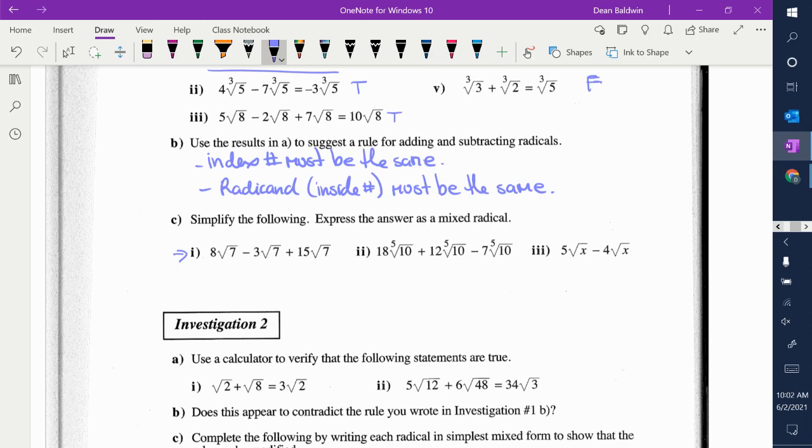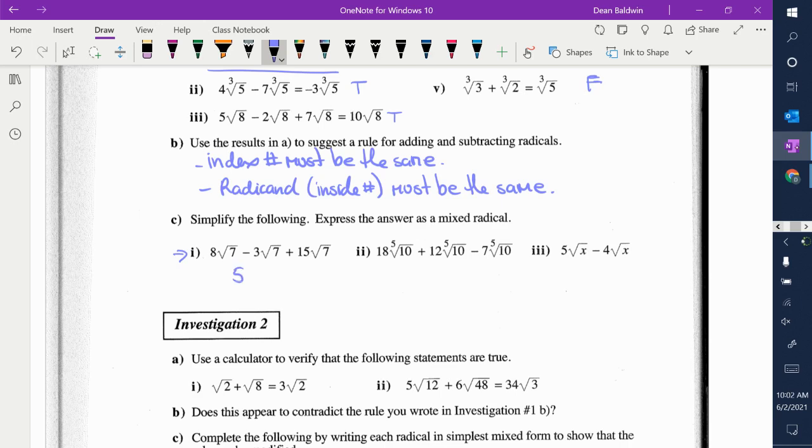So you know when you're adding 2x plus 3x, what does that equal? 5x. You only add the numbers and the x's just stay as an x, right? That's the same idea for this. So if I have 8 root 7s and I take away 3 root 7s, how many root 7s do I have? You have 5 root 7s, right?